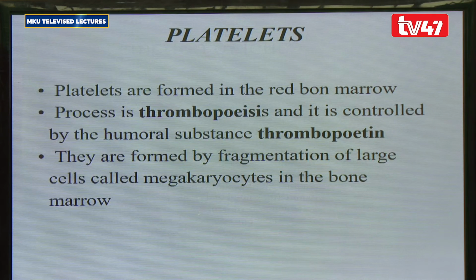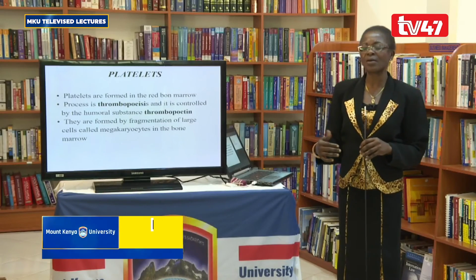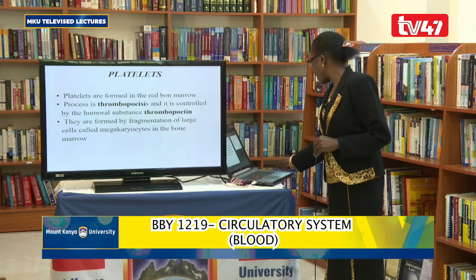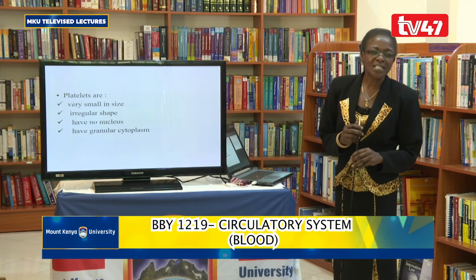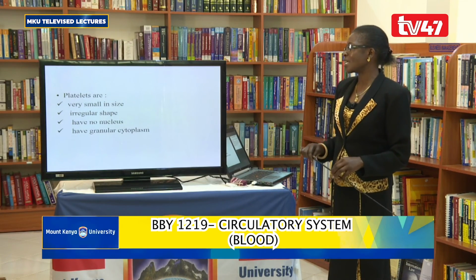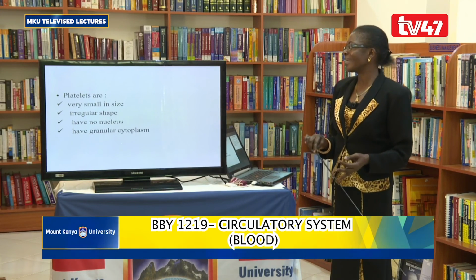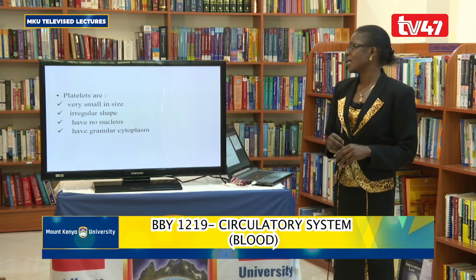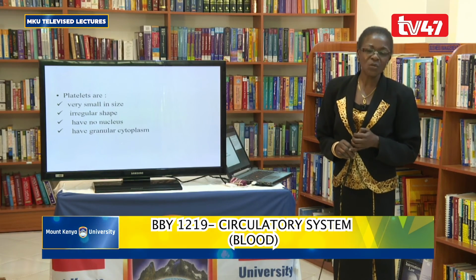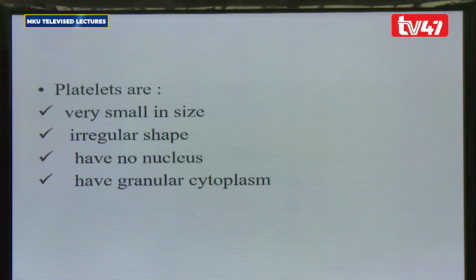And then we have the platelets, the third type of blood cell. Platelets are also formed in the red bone marrow by the process of thrombopoiesis, controlled by a humoral substance that we call thrombopoietin. They are formed by the breaking down of large cells found in the bone marrow that we call megakaryocytes. Because they are formed by fragmentation of a large cell, platelets are very small in size, irregular in shape, don't have a nucleus, and do have a granular cytoplasm.